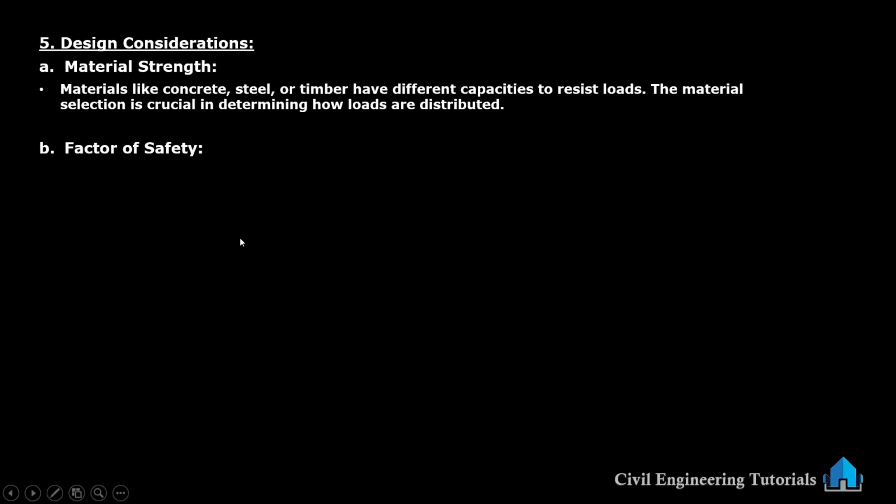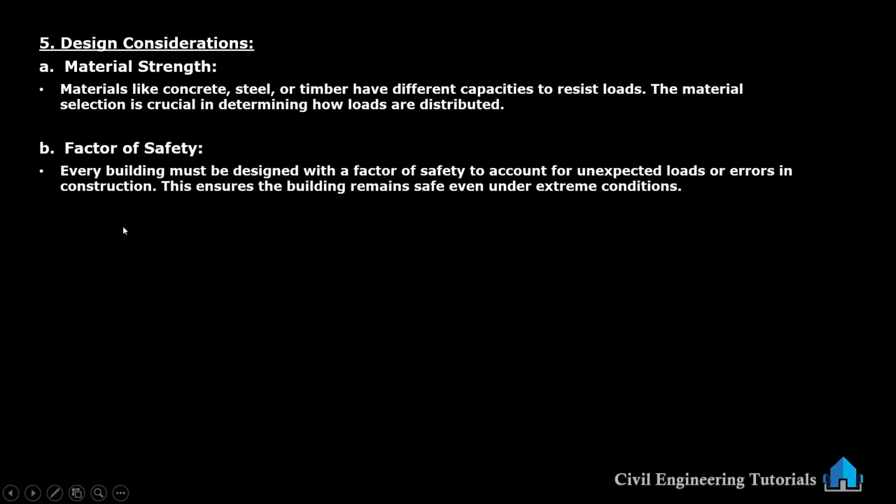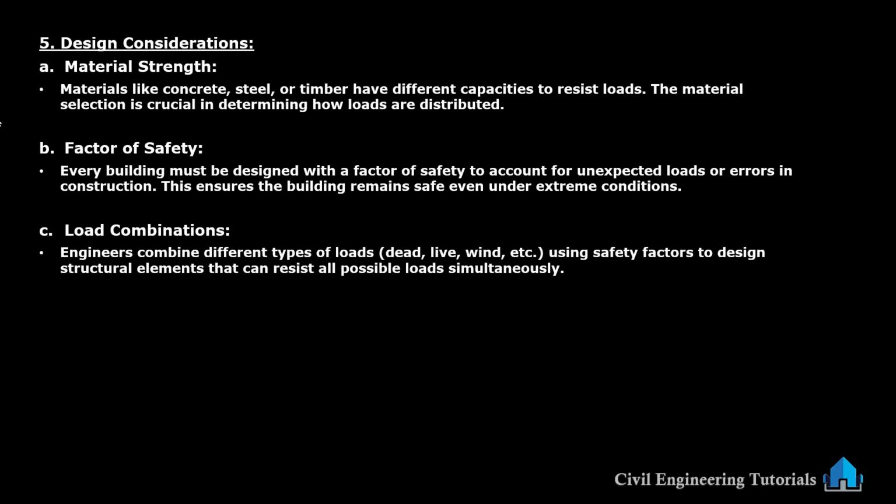Factor of safety. Every building must be designed with a factor of safety to account for unexpected loads or errors in construction. This ensures the building remains safe even under extreme conditions. Load combinations. Engineers combine different types of loads, dead load, live load, wind load, etc., using safety factors to design structural elements that can resist all possible loads simultaneously.